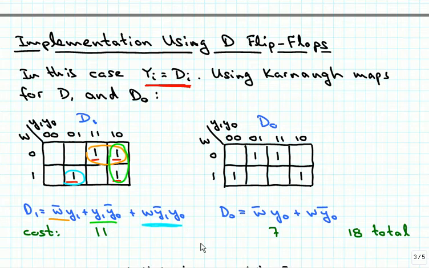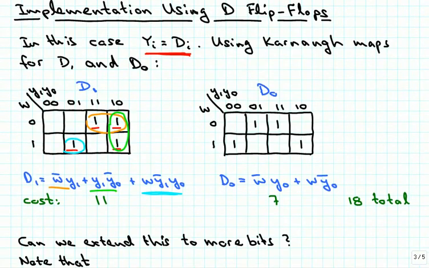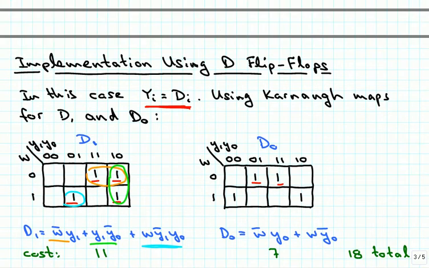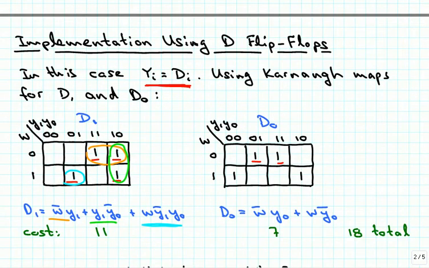Then we do the same thing for D0. So D0 is going to be 1 for 0, 1, 0, and 1, 1, 0. So 0, 1, 0, that's here, and 1, 1, 0 is here. And it's also going to be 1 when W is equal to 1, when we have 0, 0, 1 in the Karnaugh map, or 1, 0, 1. So 0, 0, 1, that's here. 1, 0, 1 is back here.